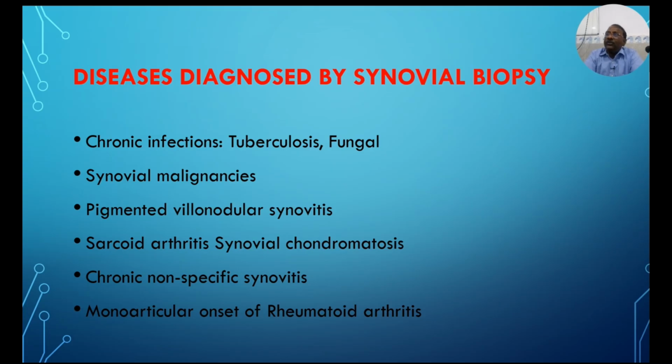Maybe 0.0001%. So it is used to differentiate between fungal and tuberculous arthritis, to diagnose malignancies, pigmented villonodular synovitis, sarcoid arthritis, chronic non-specific synovitis, and monoarticular onset of rheumatoid arthritis. Out of them, treat accordingly. If it is TB, you can treat with ATT. If it is fungal, antifungal medications. If it is rheumatoid arthritis, with DMARDs and biologicals. And if it is chronic non-specific synovitis, very little can be done.